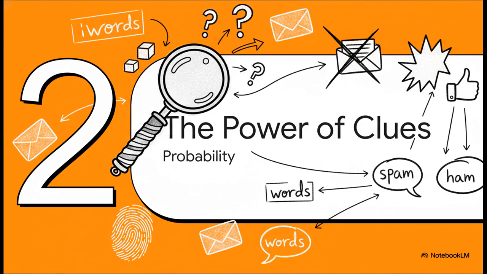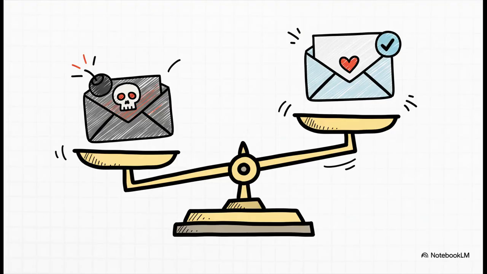And like any good detective, ours needs to know how to weigh the evidence. It doesn't deal in certainties, it works with probabilities. Every word becomes a clue, and our detective's job is to figure out how strongly each clue points towards spam versus ham. Before looking at a single clue, our detective needs a starting point. In the world of probability, this is called the prior odds. It's our baseline before any evidence comes in. For simplicity's sake, we'll just assume that any new email has a 50-50 chance of being spam or ham, which gives us prior odds of 1 to 1.